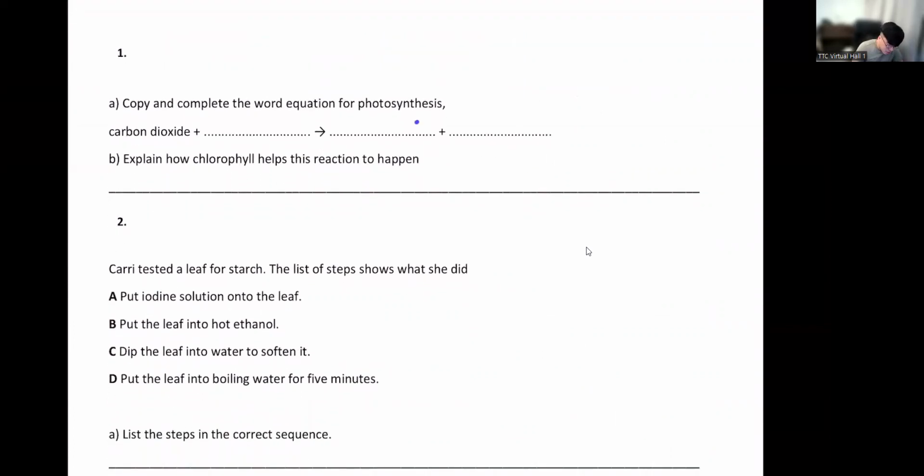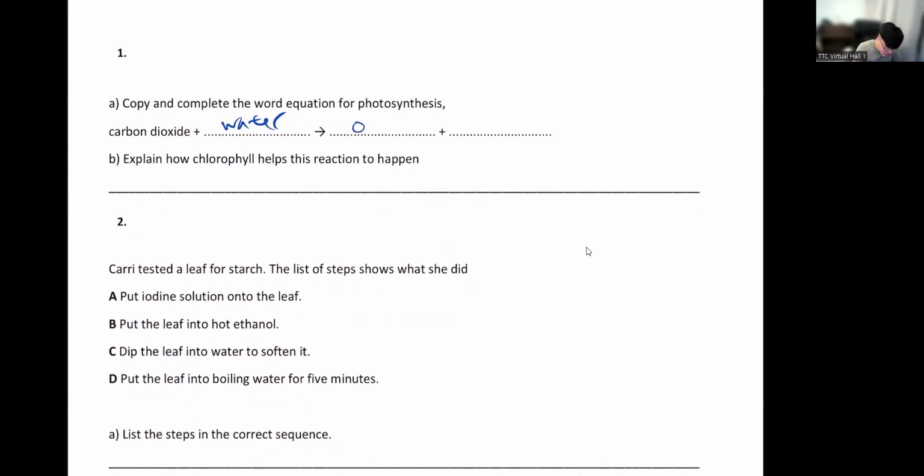Complete the word equation for photosynthesis. If you still remember, for photosynthesis we need 2 raw ingredients: carbon dioxide and water. Plants get carbon dioxide using their leaf, and they get water using their root. So 2 parts are important for photosynthesis.